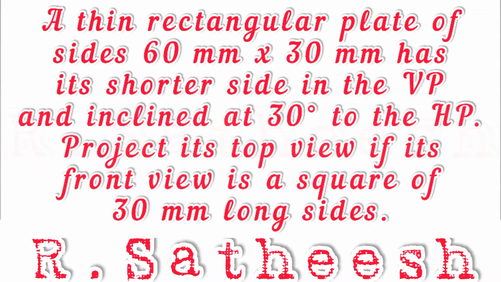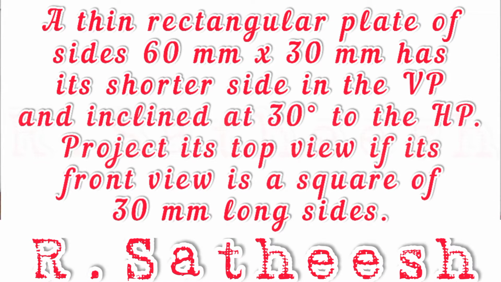Our problem is: a thin rectangular plate of sides 60 mm and 30 mm has its shorter side in the VP and inclined at 30° to the HP. Project its top view if the front view is a square of 30 mm long sides. Clear? So this is our given problem.